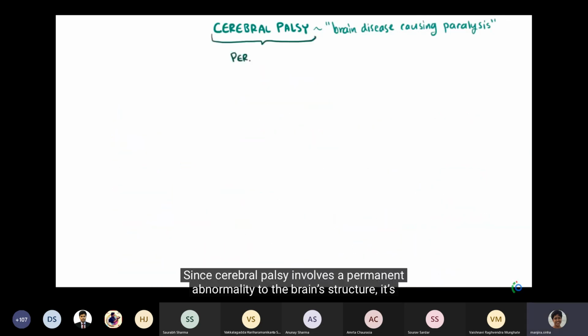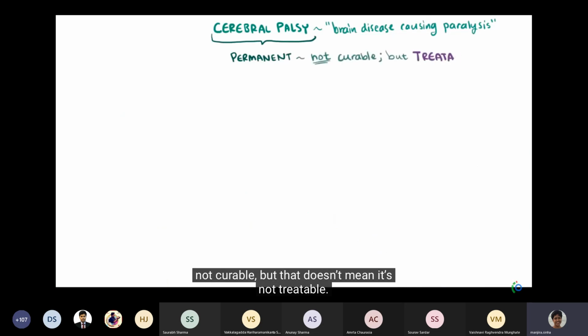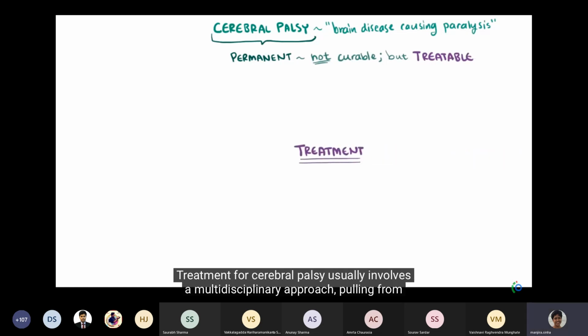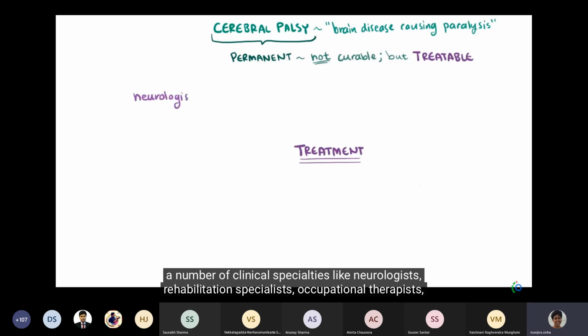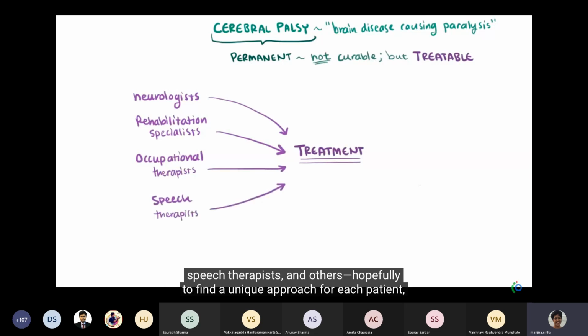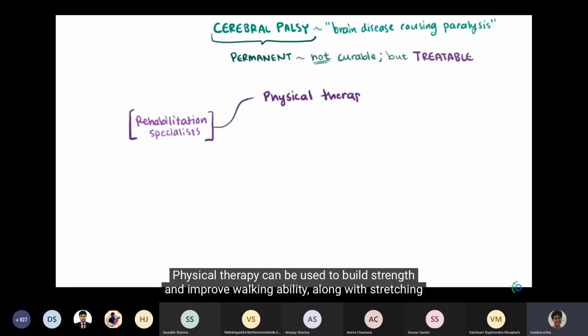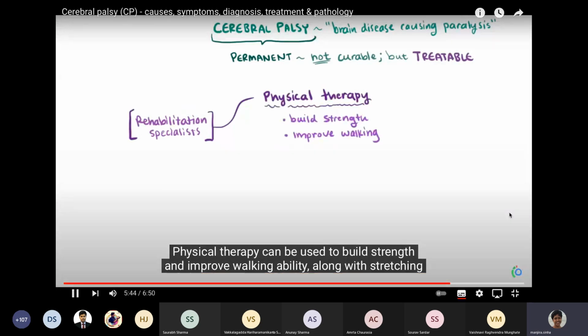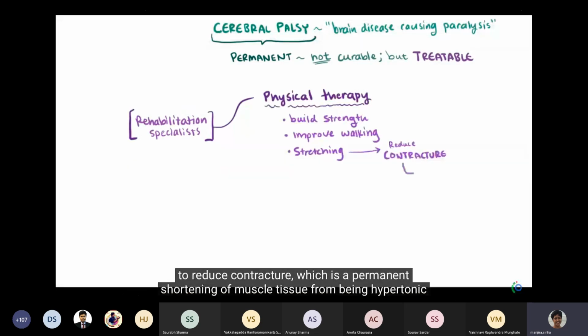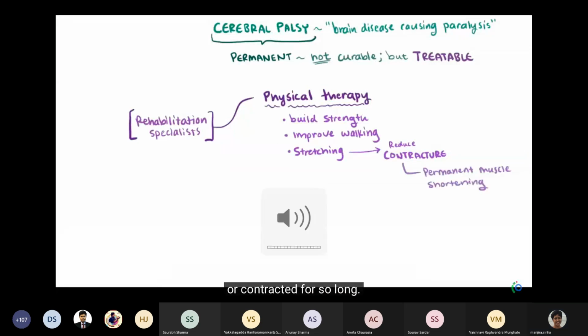Since cerebral palsy involves a permanent abnormality to the brain structure, it's not curable. But that doesn't mean it's not treatable. Treatment for cerebral palsy usually involves a multidisciplinary approach, pulling from a number of clinical specialties like neurologists, rehabilitation specialists, occupational therapists, speech therapists, and others, hopefully to find a unique approach for each patient, ultimately improving their quality of life. Physical therapy can be used to build strength and improve walking ability, along with stretching to reduce contracture, which is a permanent shortening of muscle tissue from being hypertonic or contracted for so long.